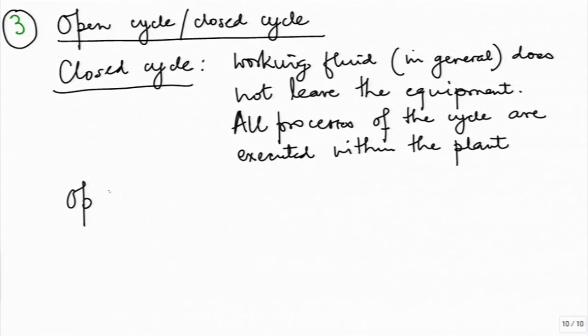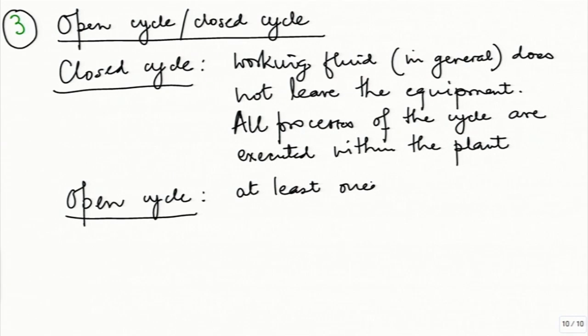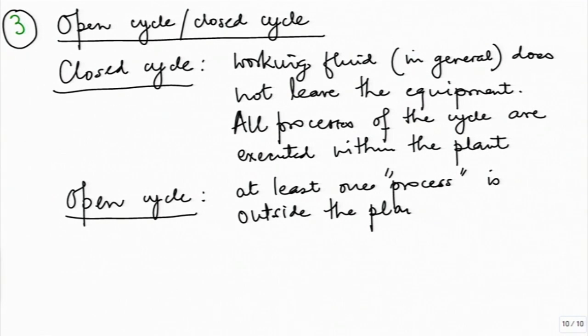An open cycle, on the other hand, is something in which at least one process is outside the plant. And here we depend on nature.